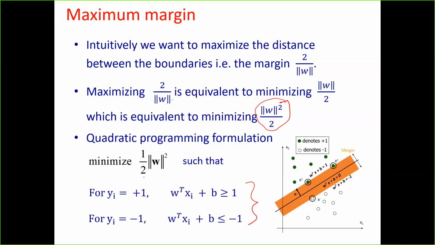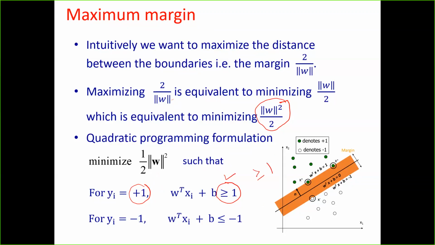So here it is saying whenever yi is positive, the corresponding W transpose xi plus b must be greater than or equal to 1. Okay, so can I also write it as the multiplication of this one and this one must be greater than or equal to 1? What is the resultant when you multiply plus 1 with greater than or equal to 1? What is the resultant? Greater than or equal to 1.